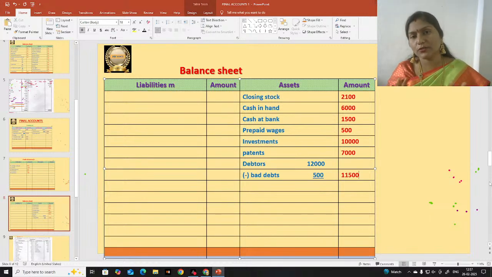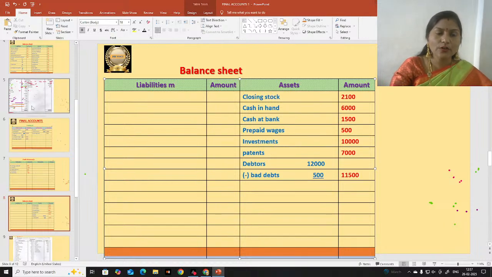Bad debts we should write one time in the profit and loss account debit side. Just now I have shown how to write it. And next we are going to record in the balance sheet under assets from debtors. I deducted that 500 rupees from 12,000 and now we are getting 11,500. Okay, let us move to next one.